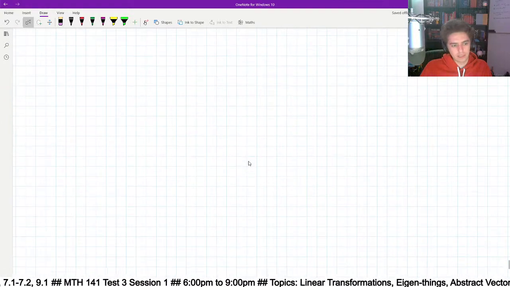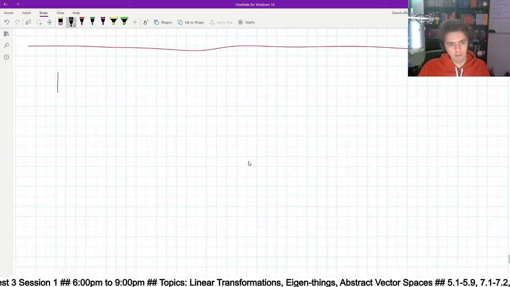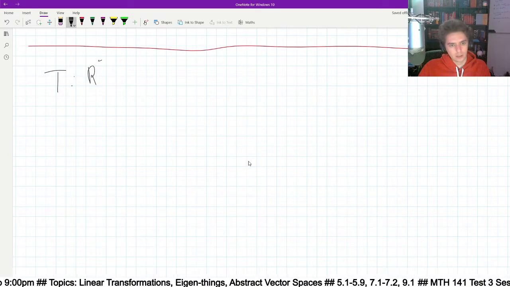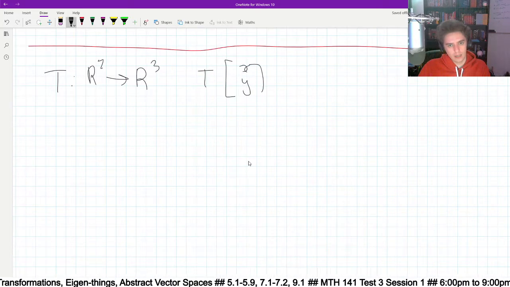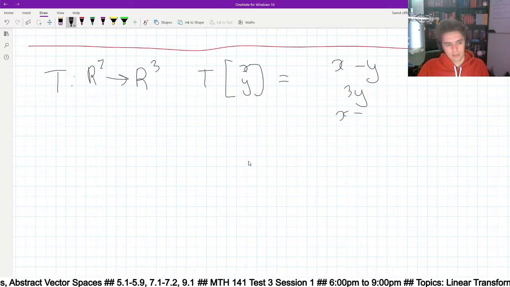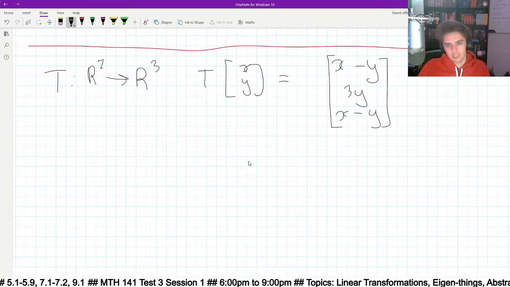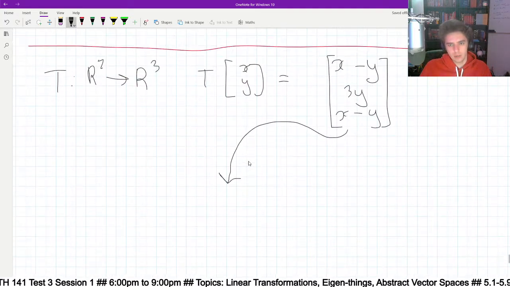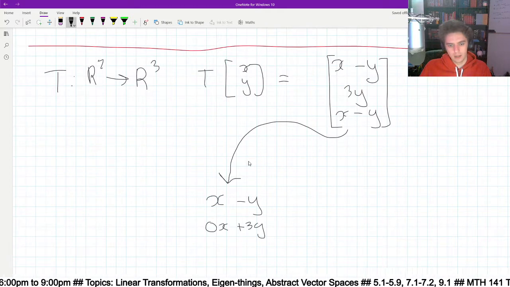So let's forget what we just did there. It's going to be the same question. Let's just say I have a matrix that goes from R2 to R3, okay, and T of (x, y) is (x minus y, 3y, x minus y). Then I can take this and manipulate it a little bit. First of all, I want to rewrite it as (x minus y, 0x plus 3y, x minus y).